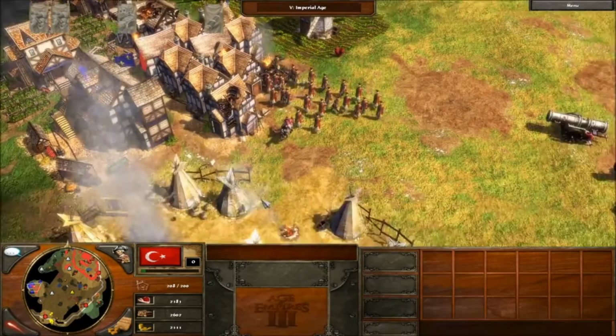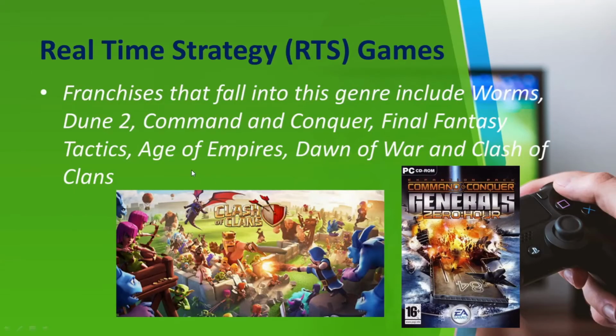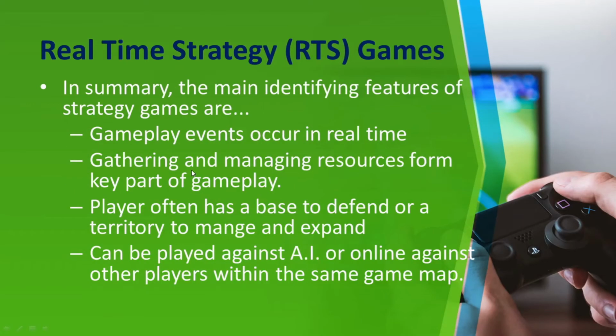Next, let's proceed with the main identifying features for your strategy games. So these are the following. Gameplay events occur in real time. Gathering and managing resources form a key part of the gameplay. Players often have a base to defend or a territory to manage and expand. It can be played against AI, or artificial intelligence, or online against other players within the same game map.